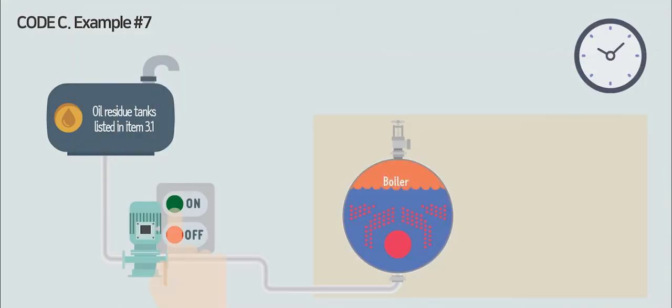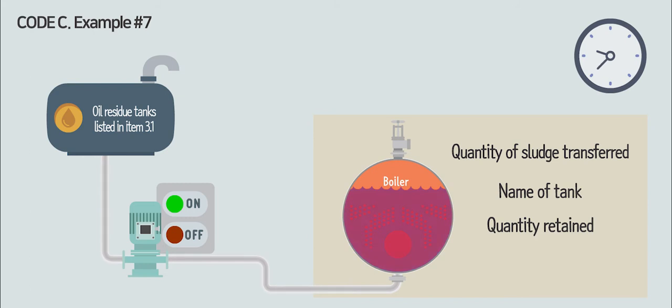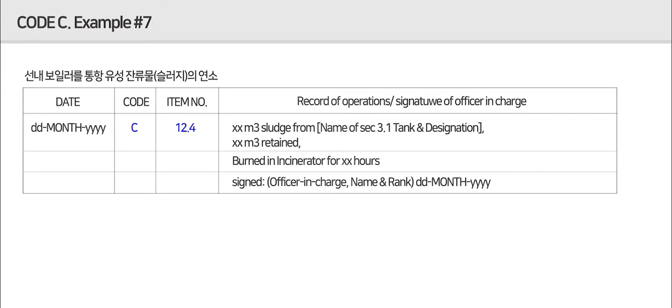Example 7. In case of burning of oil residue in boiler, quantity of sludge transferred, name of tank, and quantity retained, time burned in boiler, are recorded using Item 12.3 of Code C.